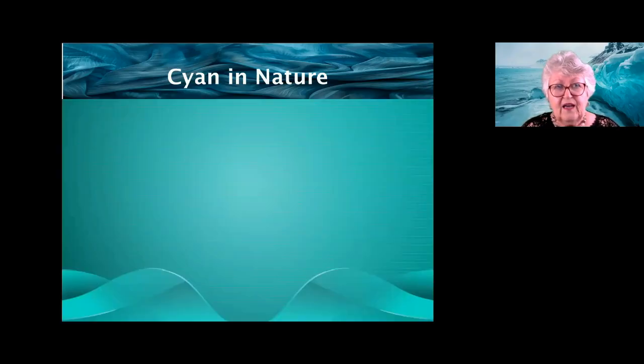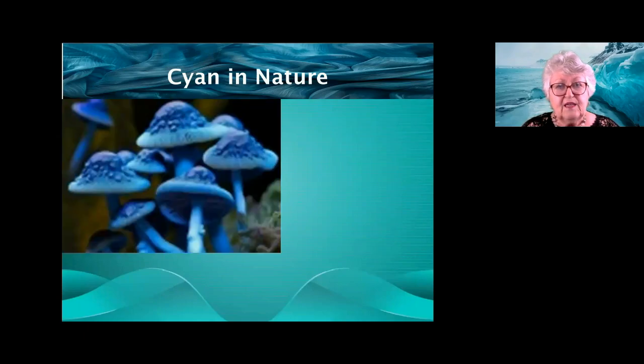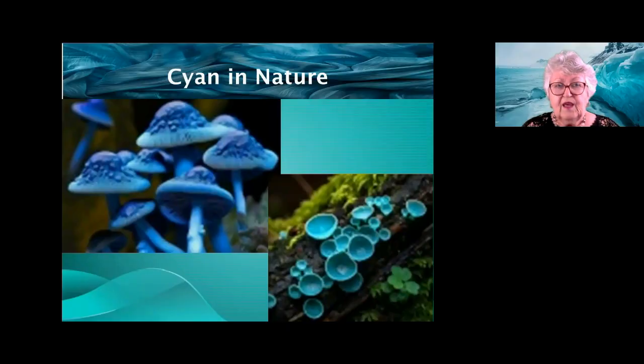As far as fungi are concerned, cyan is also fairly rare. Here we have the blue meanies on the left, which are a psychedelic mushroom, which actually has some fairly amazing properties. And the other one is called chlorociboria. This is a common fungus that inhabits decaying wood.